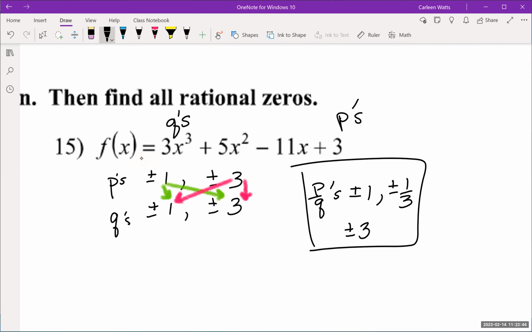Okay. How did I get the 1 and the 3? These are the factors of 3. Factors of 3.